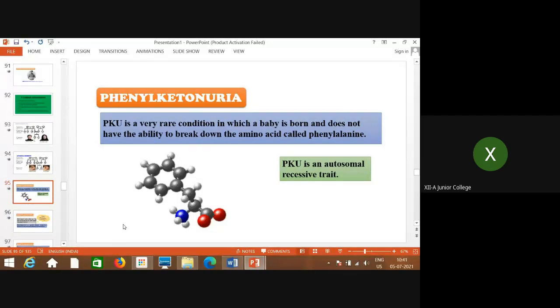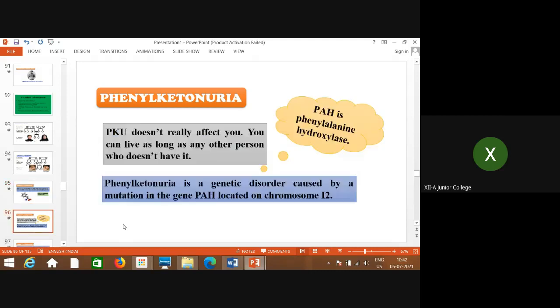Now we will talk about a few other examples, that is phenylketonuria. That is a very rare condition in which a baby is born and does not have the ability to break down the amino acid called phenylalanine. That is an autosomal recessive trait. This is also an autosomal recessive trait. That means it is not related to sex. This gene is not present on any of the sex chromosomes. It is present on the autosome, and it is observed only when it is in the homozygous recessive condition.